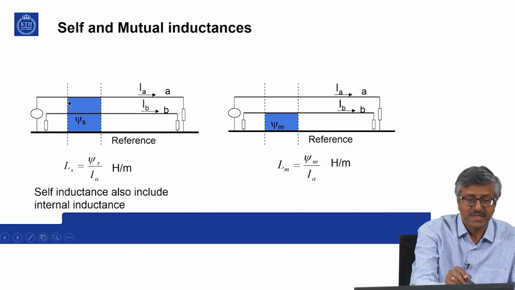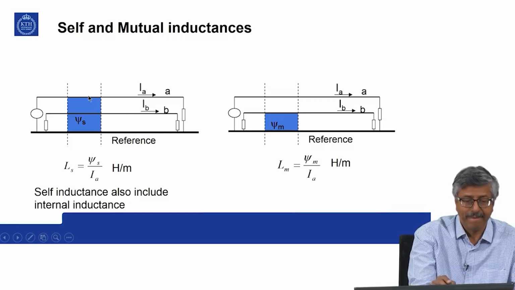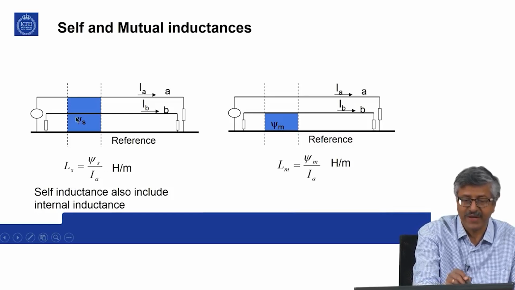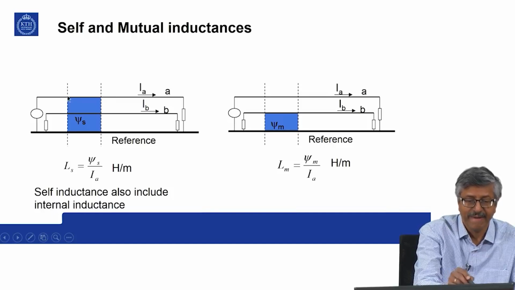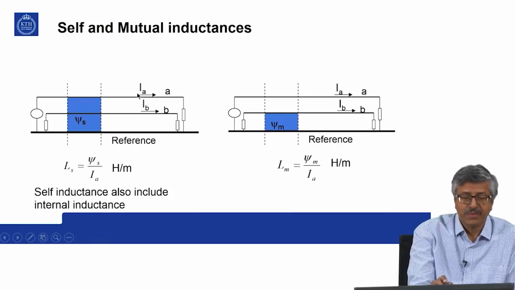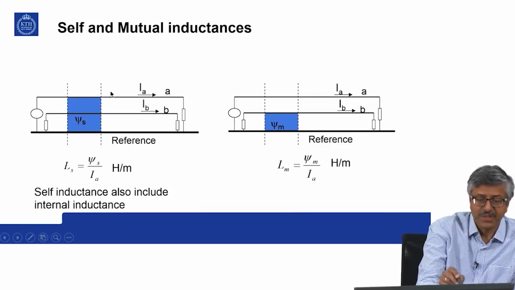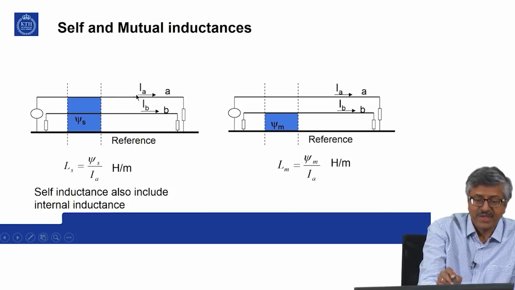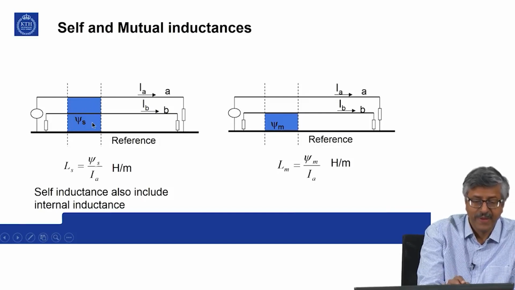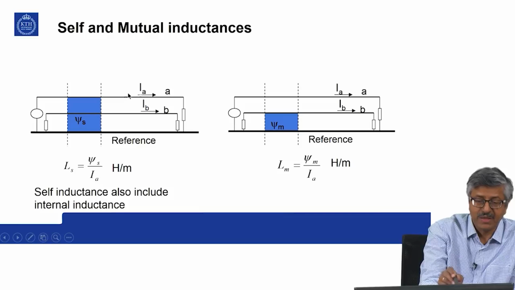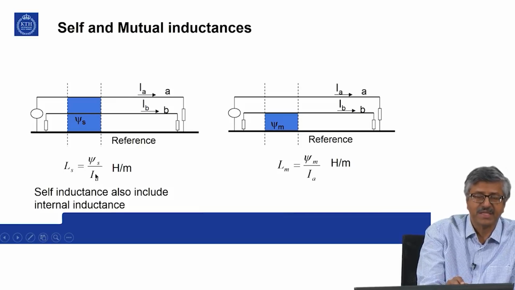Self inductance is defined like this. So, for example, you have some flux phi s that is marked over here, and you have a certain current I A here. So, you take these circuits A and reference here like this. You take all the flux set up by I A between these two wires per meter, and that flux divided by the current I A is defined as self inductance.